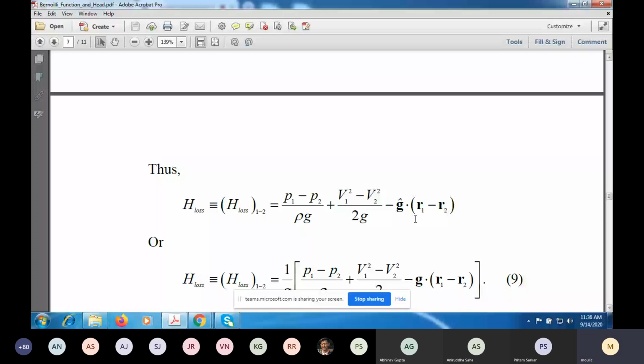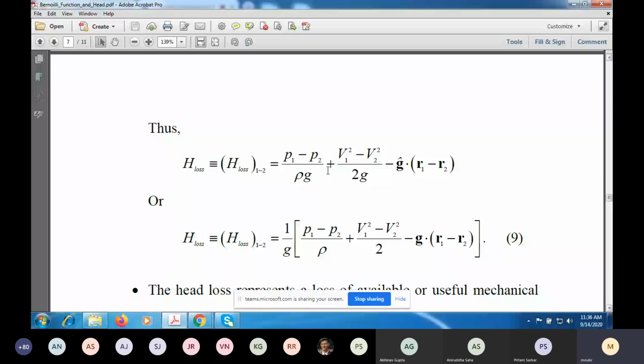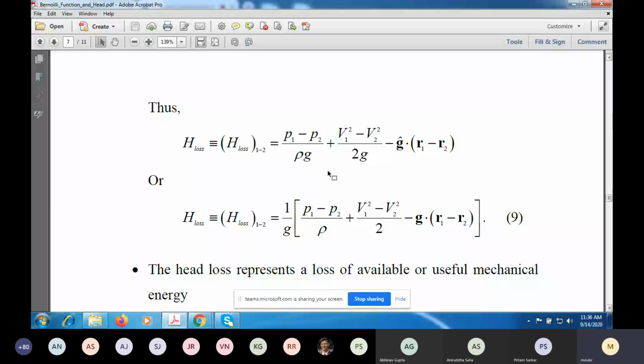So it's convenient to talk about differences of pressures, differences of kinetic energy, and differences of heads. Right now, of course, I'm dealing with duct flows. Now, if I want, I can factor out the G. So I can write this 1 by G. Then I will have the delta P by rho, P1 minus P2 by rho. Then here I will have half V1 square minus V2 square.